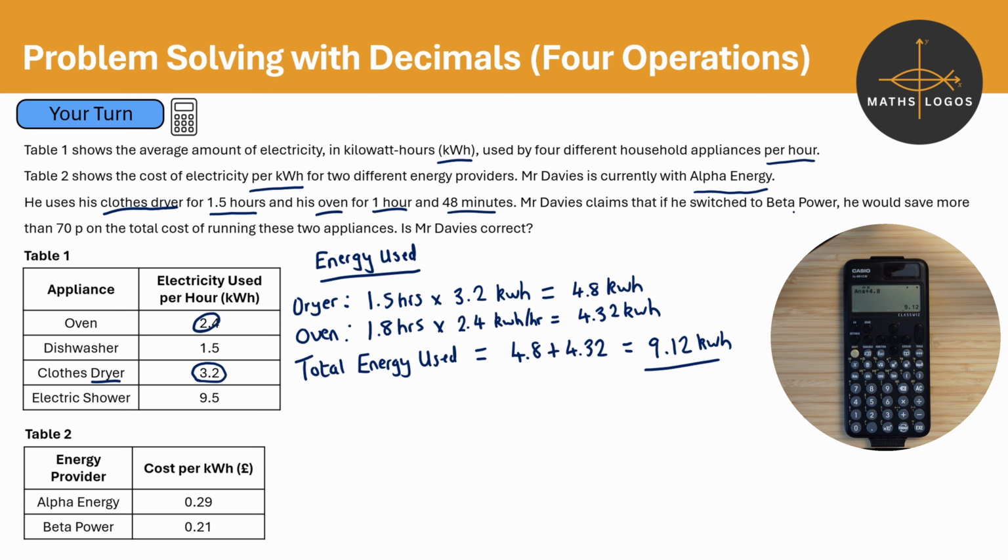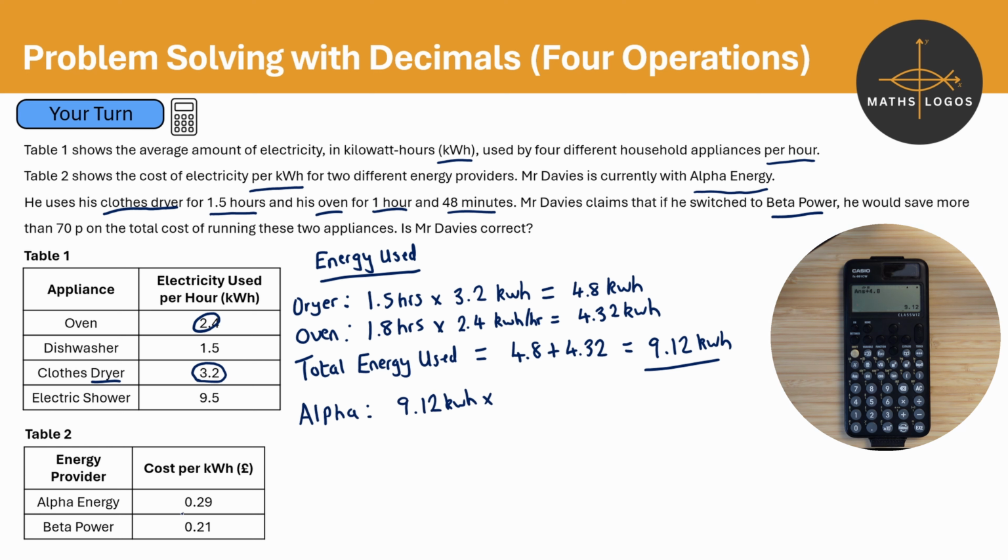Mr. Davies claims that if he switched to beta power, he would save more than 70p on the cost compared to what he's doing now, which is using alpha energy. So there's different ways we could do this. To keep it simple, I'm going to work out the energy cost for alpha. That would be how much energy he uses multiplied by the cost of energy.